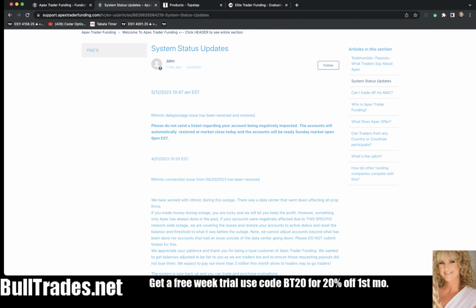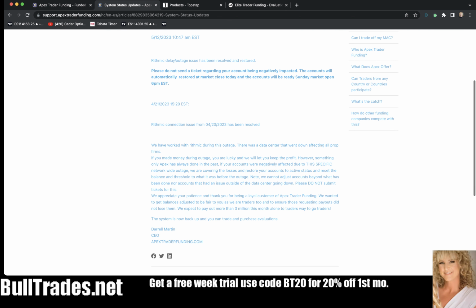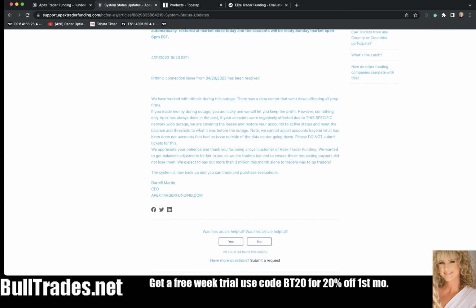It was interesting when I was reading this before we got started today, they actually said there was a data center that went down, affecting all prop firms. If you made money during the outage, you are lucky and you will get to keep the profit. So they will allow you to choose to delete the day or keep the profit, which is a beautiful thing, because most of the time if there's a tech issue, they'll delete it whether it was profit or loss across the board. And that's what I've seen actually with Top Step. But you have to document it.